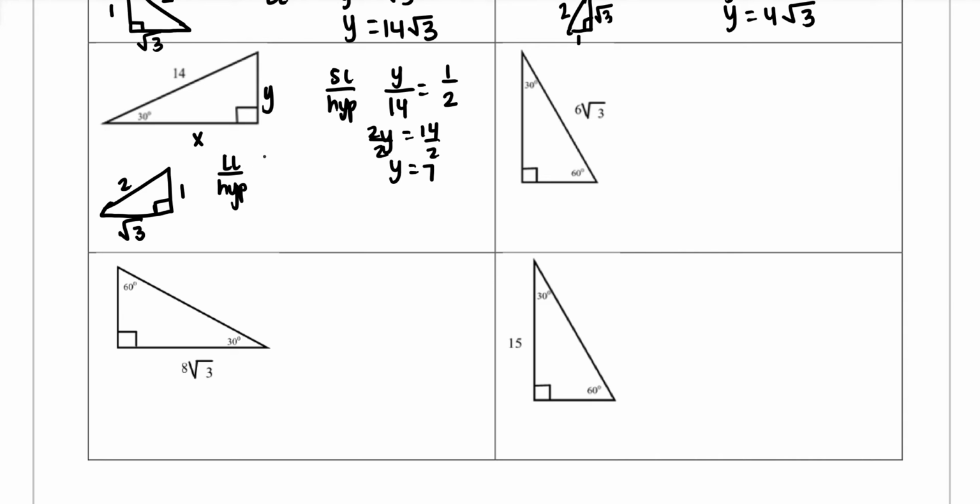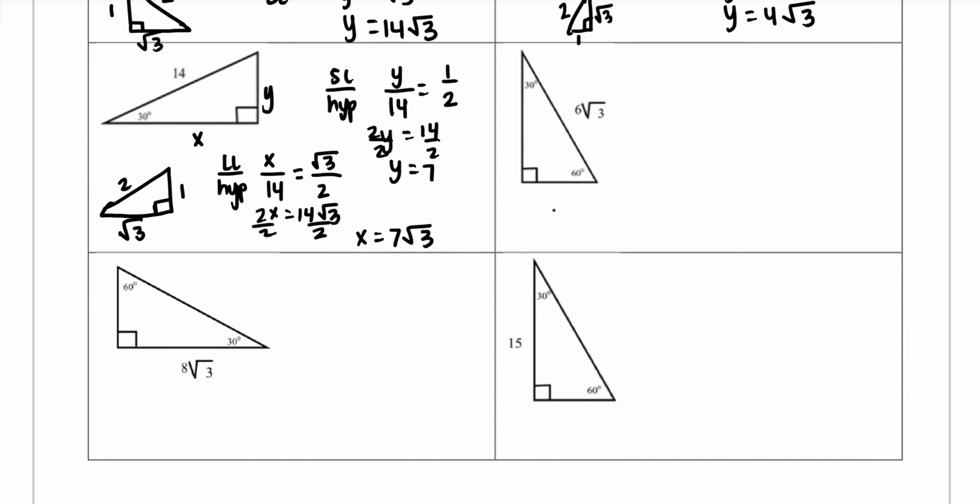From there, we can say the long leg is x, the hypotenuse was 14, the long leg of my original triangle was root 3, and the hypotenuse was 2. We'll cross multiply, and we get 2x equals 14 root 3. We have to divide both sides by 2, and that becomes x equals 7 root 3.